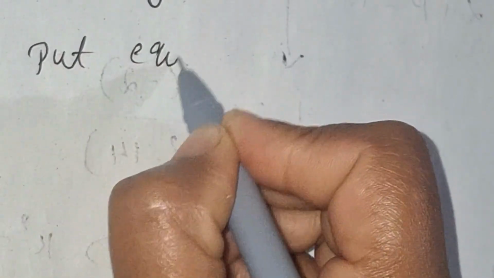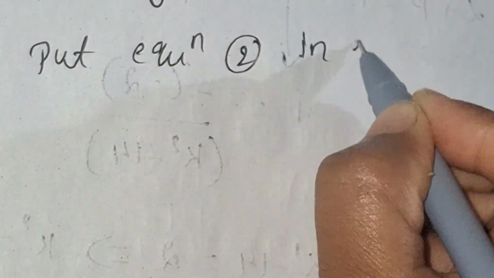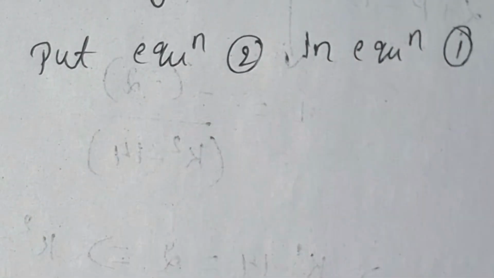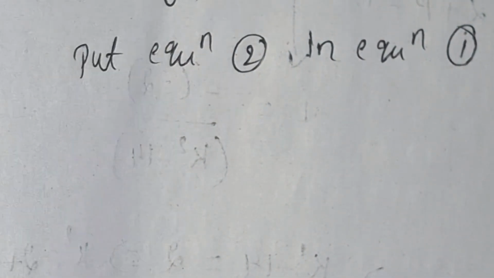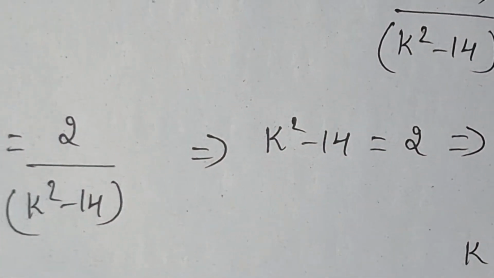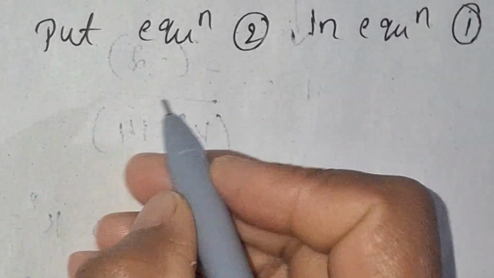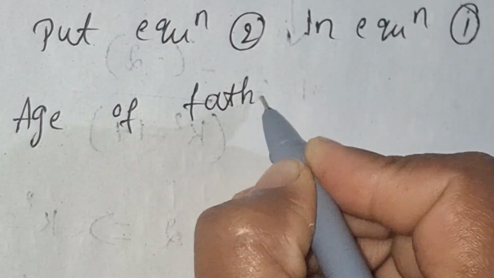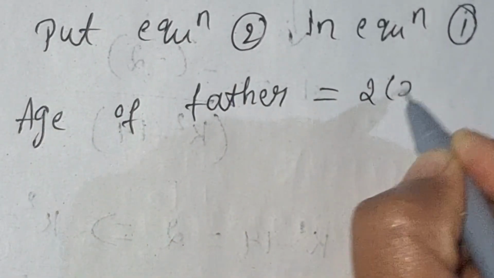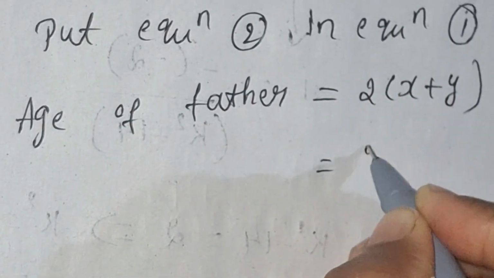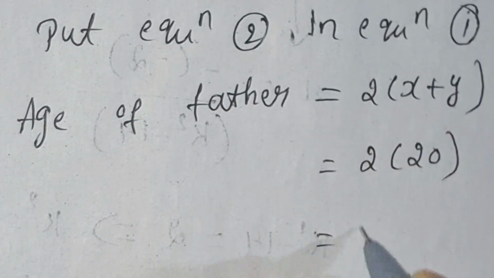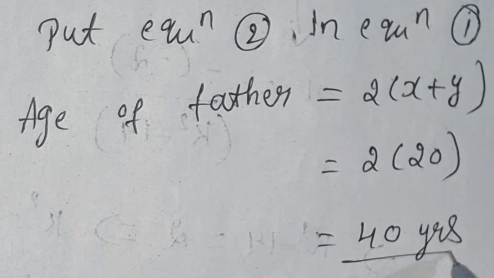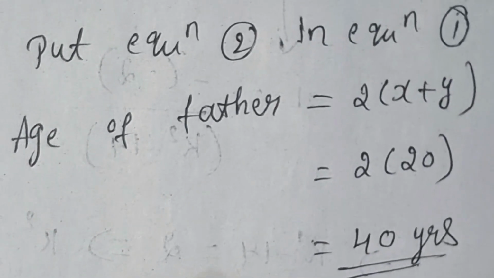Put equation 2 in equation 1. What is equation 1? 2 into x plus y. This is equation 1: the age of the father is 2 into x plus y. So the age of the father equals 2 into x plus y, and x plus y equal to 20. So what is the age of the father? 40 years. This question is completed.